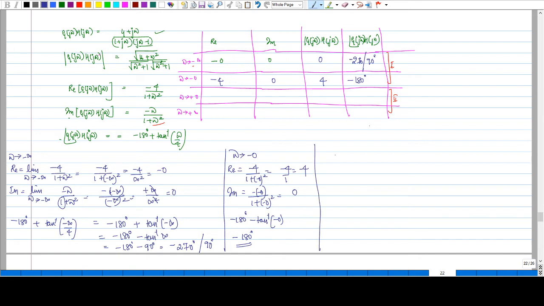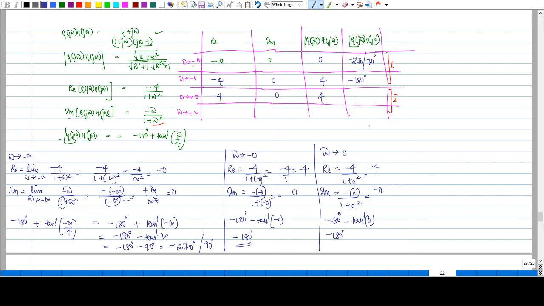Next, when omega tends to plus 0, the real part is minus 4 divided by 1 plus 0 square, again equal to minus 4. The imaginary part is minus of 0 divided by 1 plus 0 square. This is equal to minus 0. And the angle is minus 180 minus tan inverse of 0. This is equal to minus 180. So here it is minus 4, 0, 4 and minus 180.